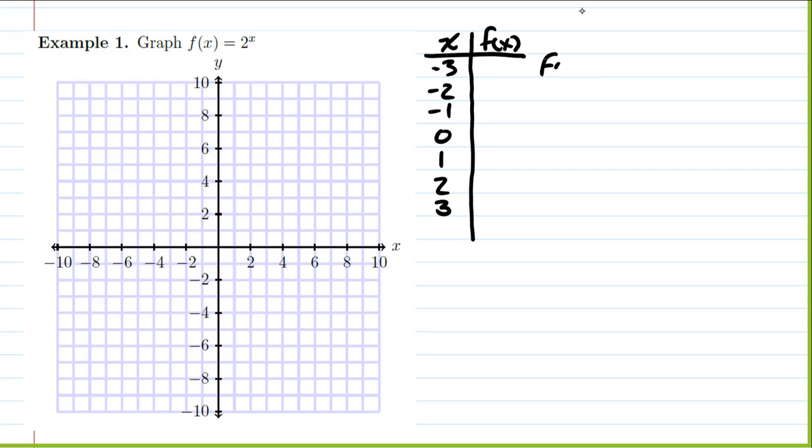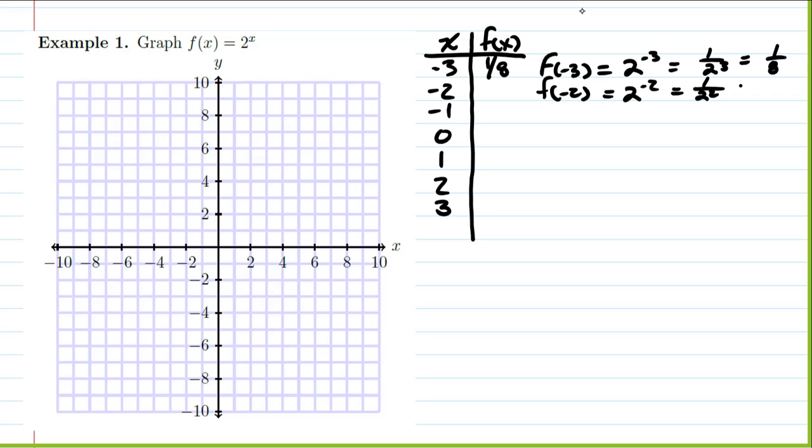So if we calculate f of -3, that's 2 to the -3rd power. The negative exponent, we move it from the numerator to the denominator. So that's the same as 1 over 2 cubed, which is 1 over 8. If we do f of -2, we get 2 to the -2, which is 1 over 2 squared, which is going to be 1 over 4. F of -1 is just the reciprocal of 2. So it's going to be 1 over 2 to the first power, 1 over 2.